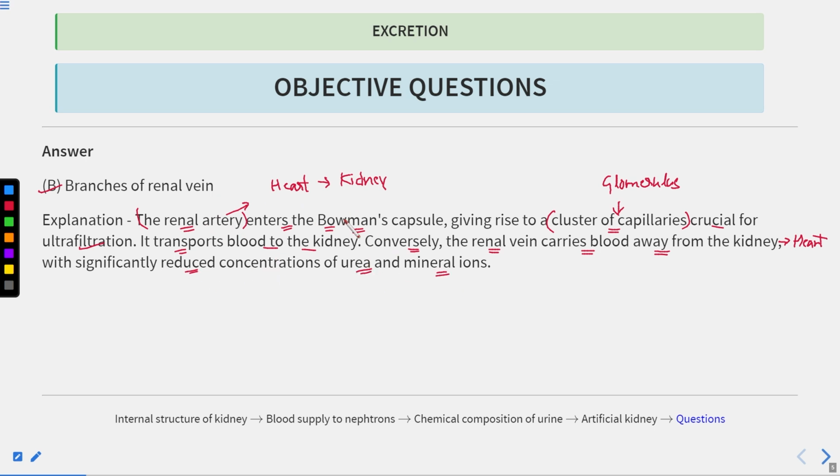So the renal artery enters the Bowman's capsule, then it forms the cluster of capillaries known as glomerulus, where filtration takes place. The renal vein exits the kidney and goes towards the heart, and here the concentration of urea and mineral ions is significantly reduced. That's why the answer is branches of the renal vein.